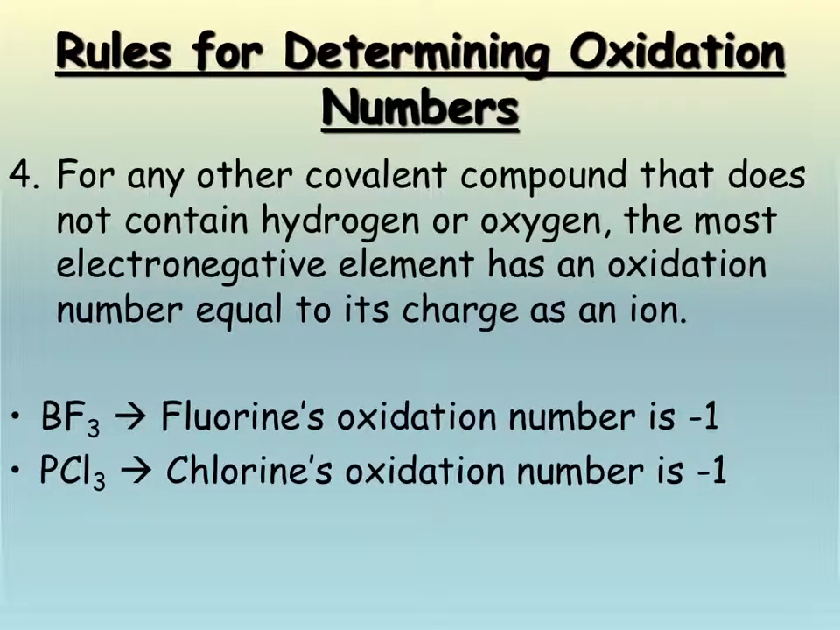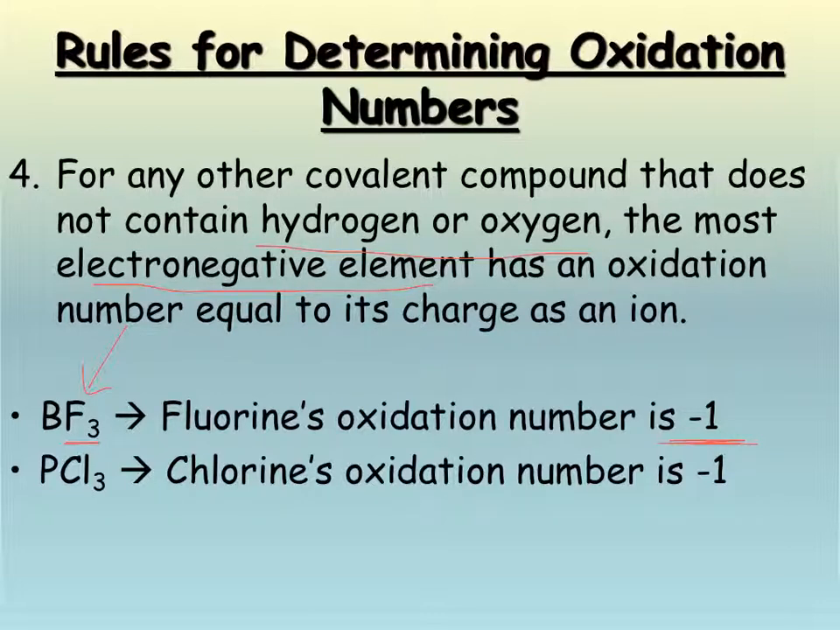All right, rule number 4, for any other covalent compound that does not contain hydrogen or oxygen, keywords here, the most electronegative element, so the one that is furthest right and further towards the top, has an oxidation number equal to its charge as an ion. So here we have BF3. We know that we don't have hydrogen or oxygen. Fluorine is the most electronegative, so fluorine on the periodic table has a charge of -1. So we're going to assign F a charge of -1 here.